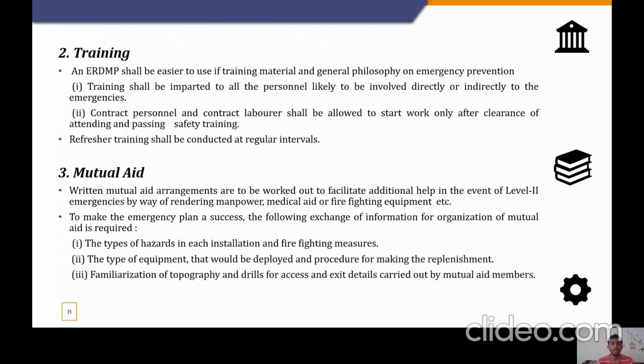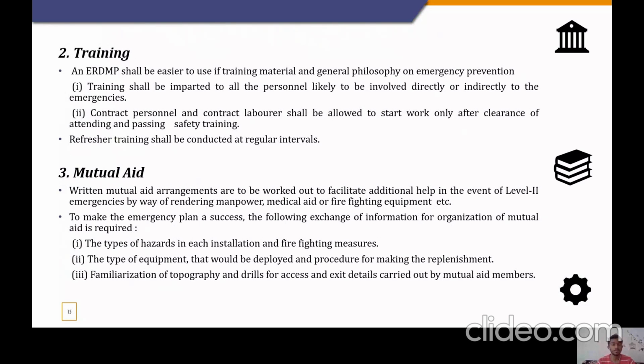The contract personnel and contract labor shall be allowed to start working only after attending and passing the safety training, so that only after the training do they have the skill to be present at the city gate station. The refresher training shall be conducted at regular intervals.